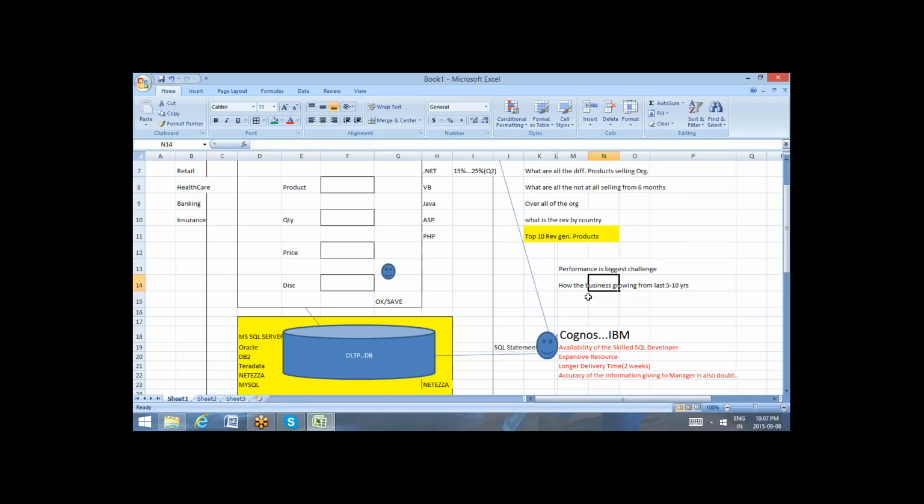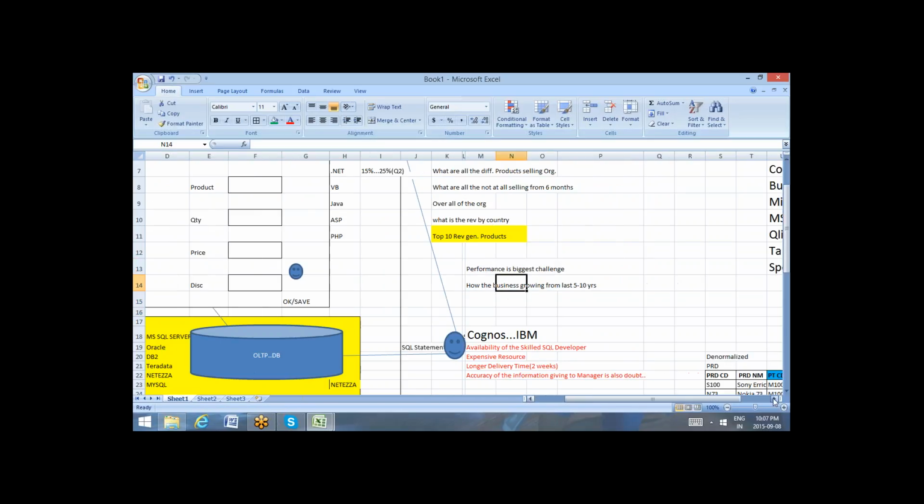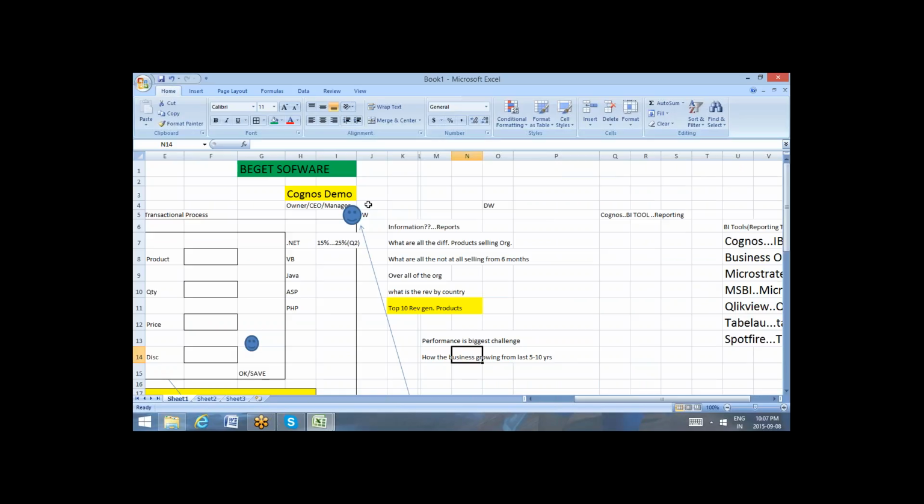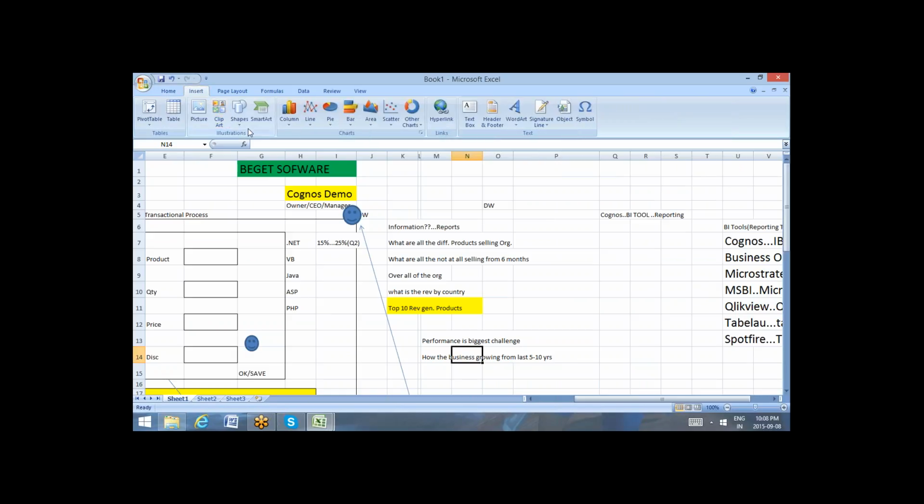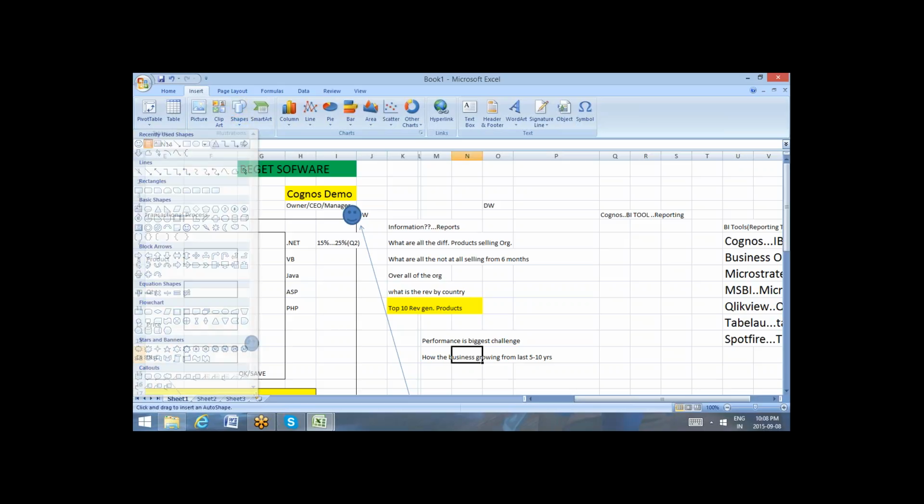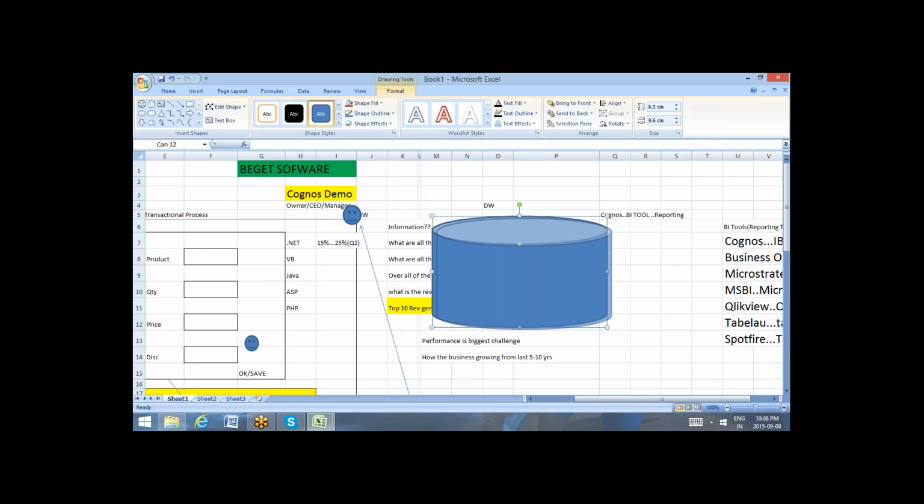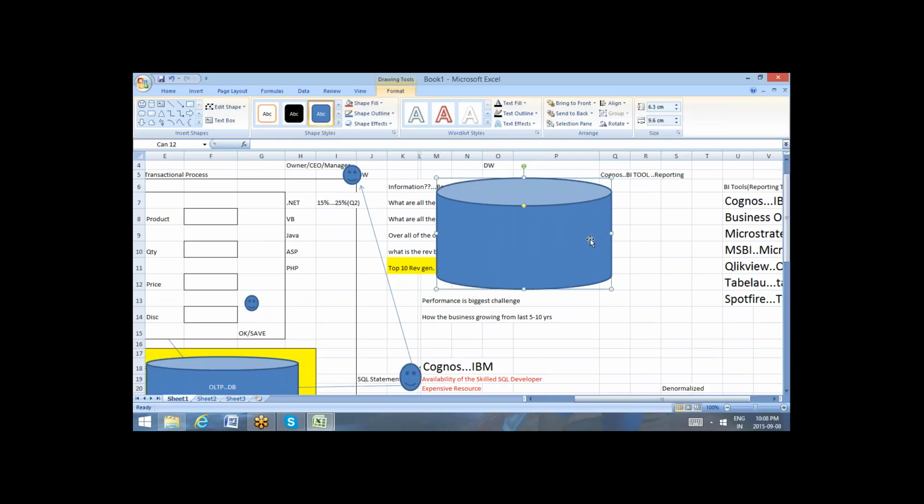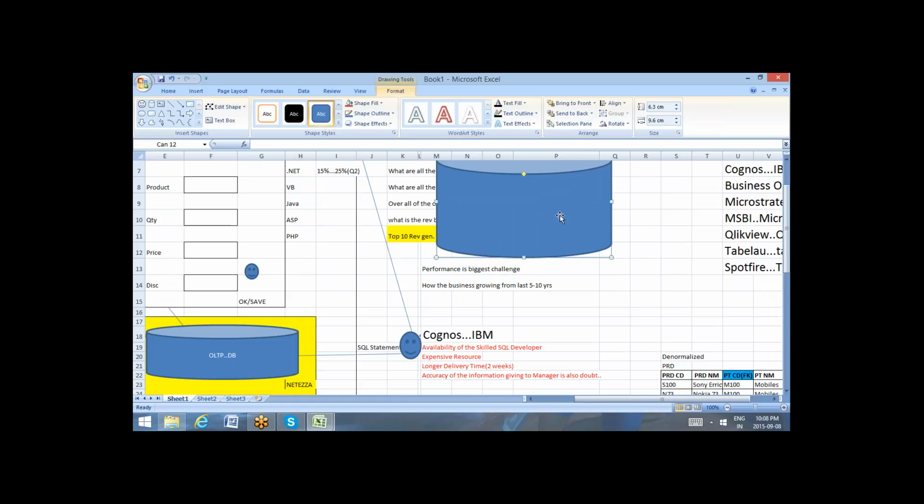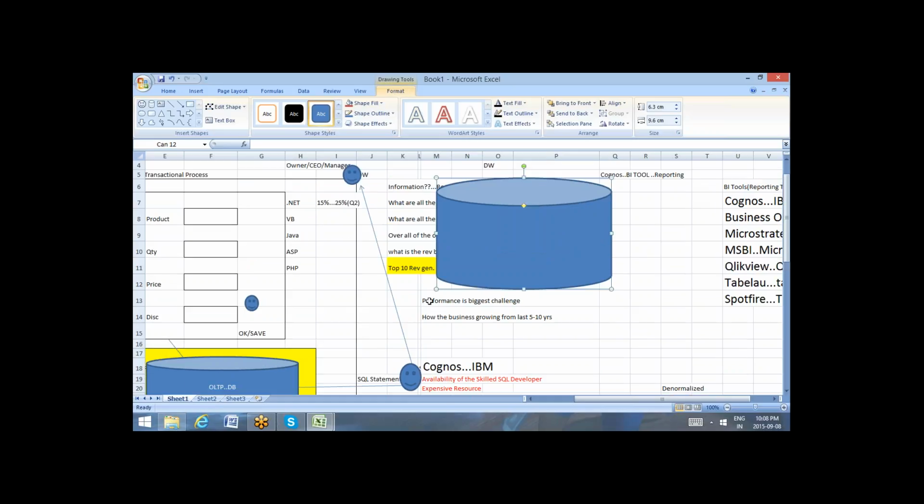So to address all these kinds of challenges, the IT people, to support his requirement and his challenges, came up with one more database called the data warehouse database. So there is one more database called a data warehouse database. Why we need to maintain it is that I need to address the performance issue.